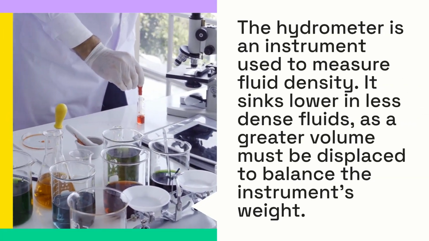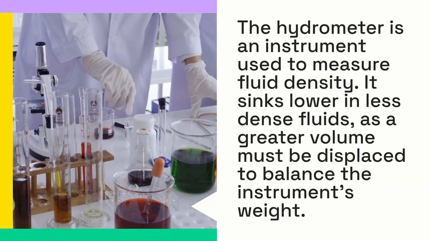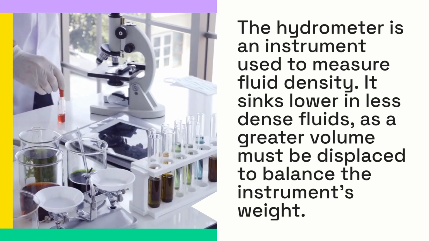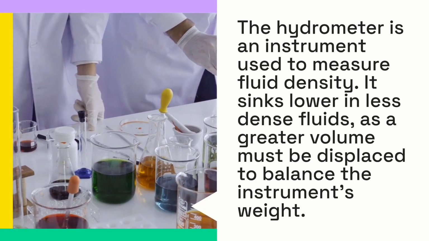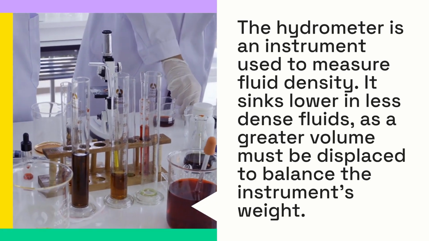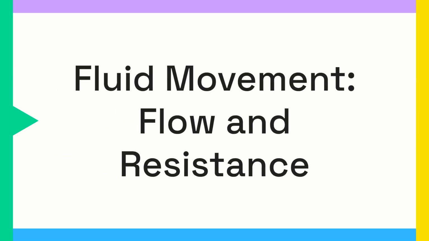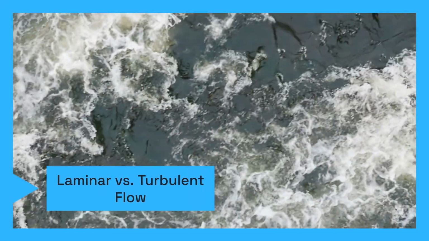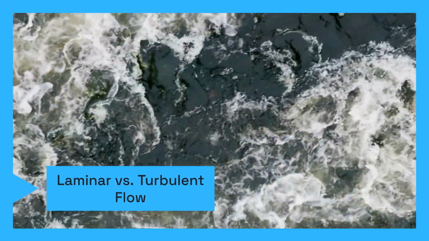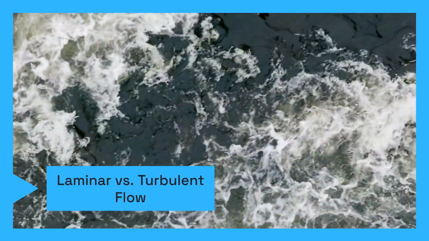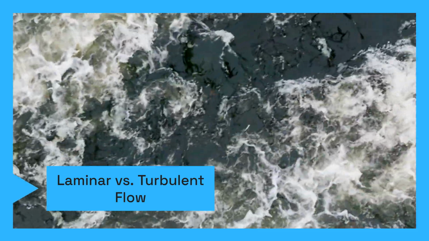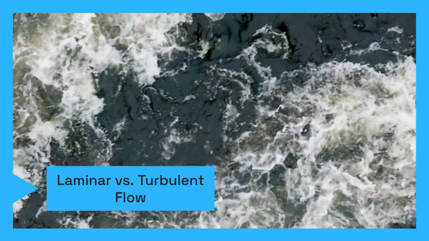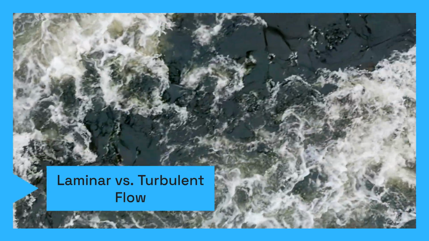We use a device called a hydrometer to measure fluid density. It floats at different depths depending on the fluid's density, sinking lower in less dense fluids to displace more volume. Let's shift focus to how fluids move and the inherent resistance they exhibit. Fluid movement is categorized into laminar or streamline flow, where the fluid moves in uniform, non-chaotic lines, and turbulent flow, which is chaotic and characterized by swirling eddies that significantly increase drag.